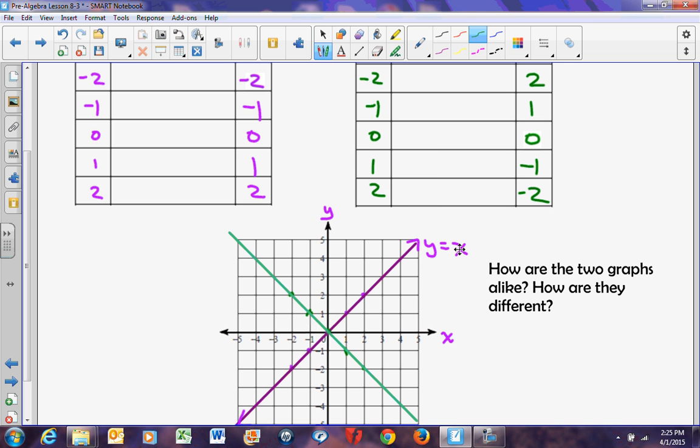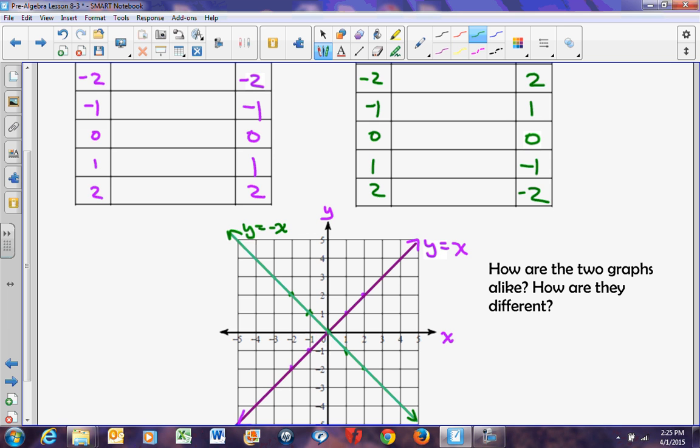I'll put my arrowheads on my line, and this is y equals negative x. What do you notice about these graphs? They both go through the origin. However, the purple line goes up and to the right, while the green line goes down and to the right, which means their slopes are different. Okay?